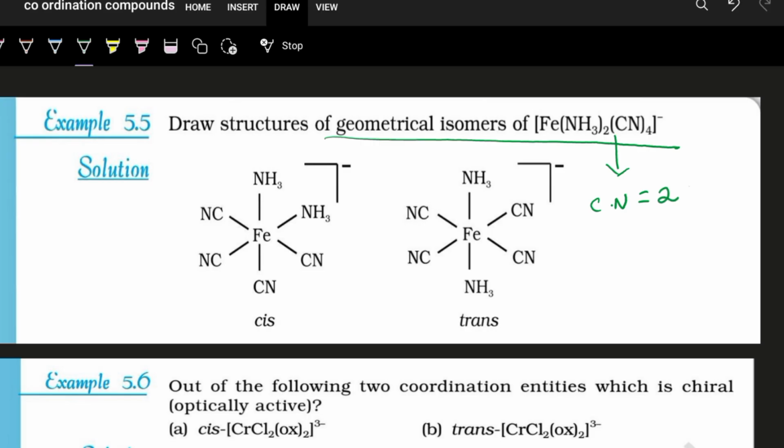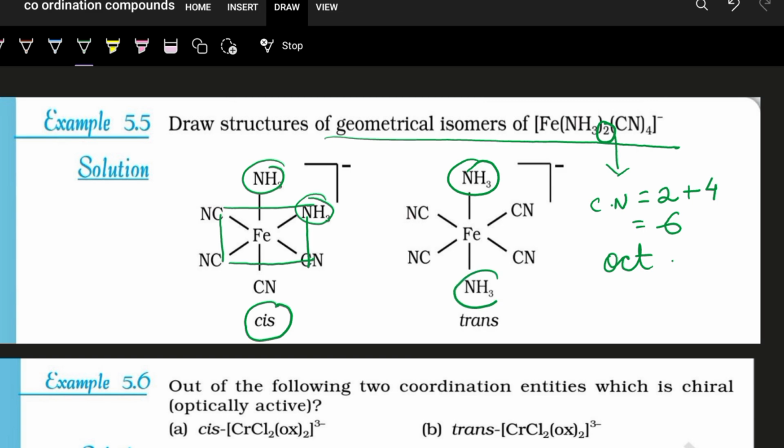So NH3 के लिए 2 and CN minus के लिए 4, which is equal to 6. So since it is 6, it is octahedral geometry. You try to locate the cis isomer, the one which is 2 in number. Keep it in adjacent position. NH3 is in adjacent position. So this is your cis isomer.